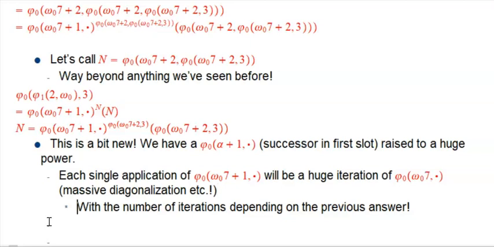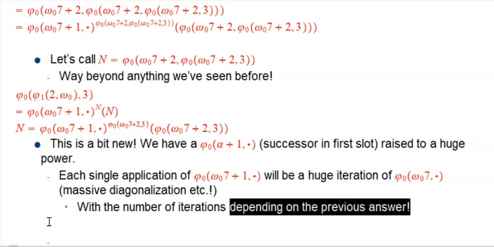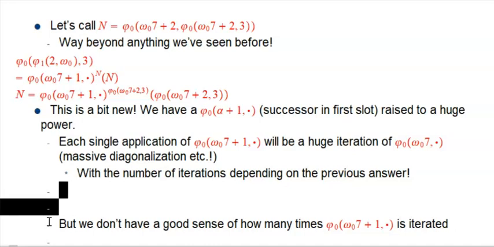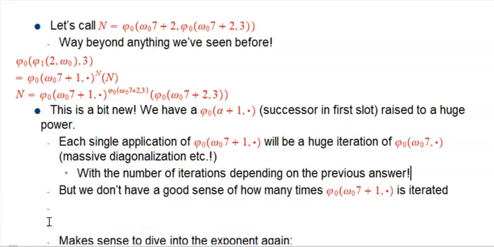Okay. And of course, every time we iterate this thing, and we're iterating it many times, the number of iterations in the next time we do the iteration depends on the previous answer. So it's recursively controlling those iterations. That's pretty fantastic. Okay, so let's just dive in a little more.